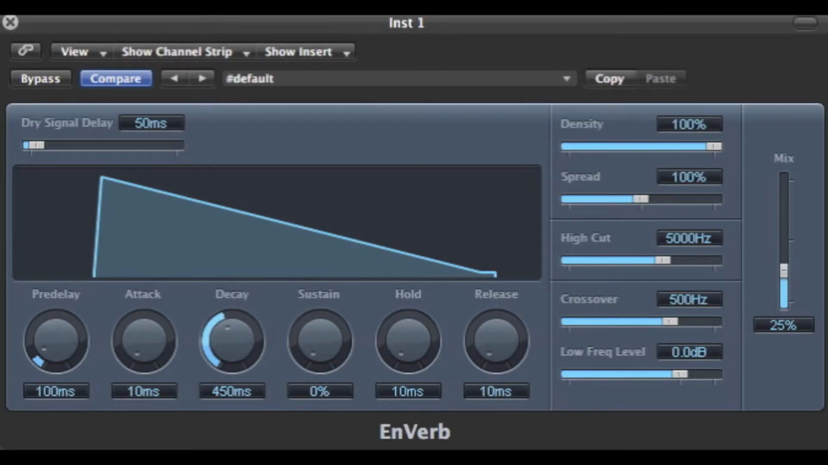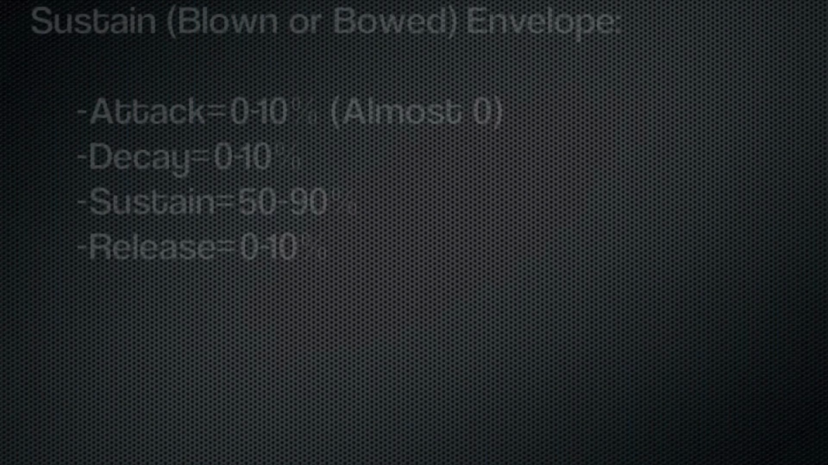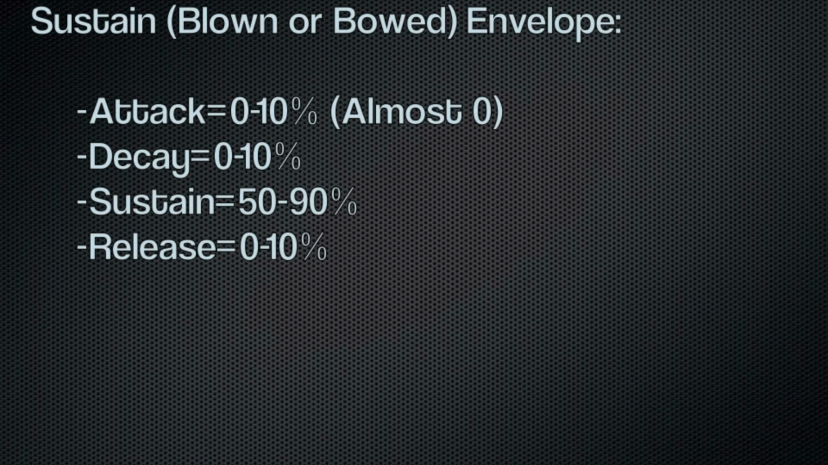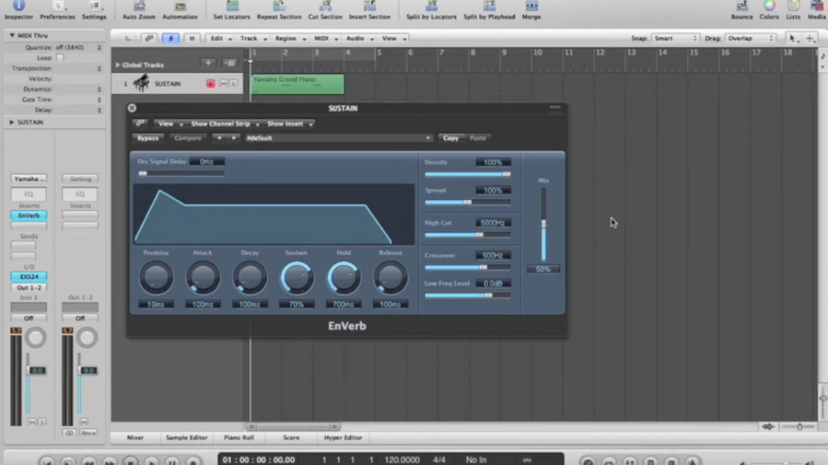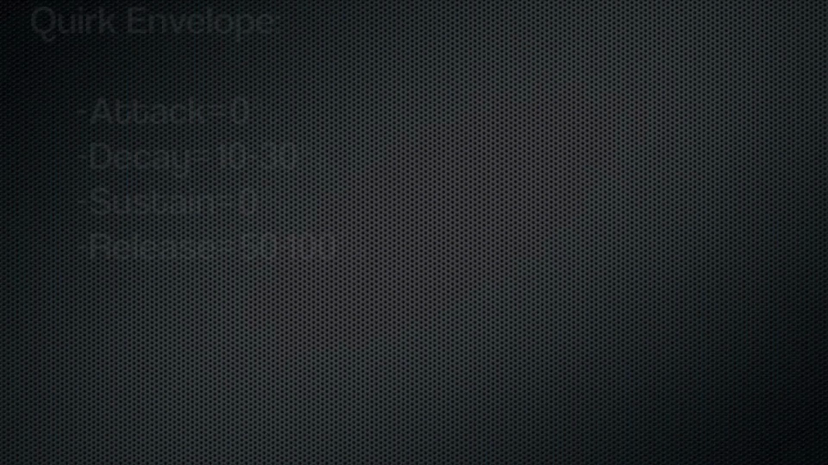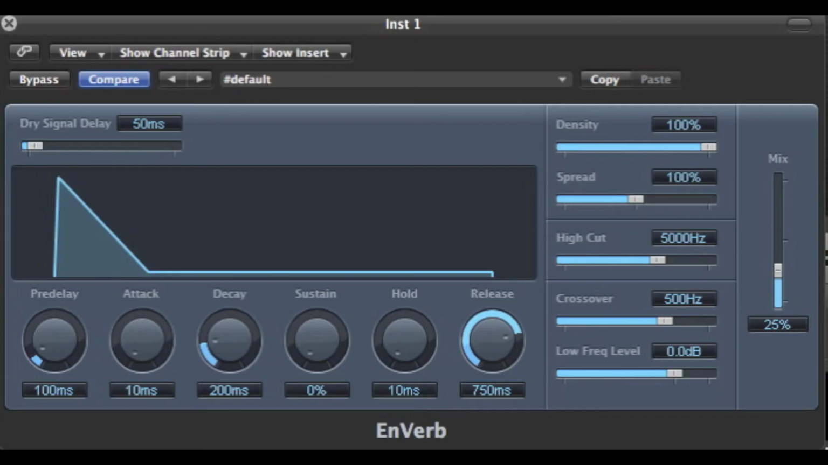This is what a damped percussive envelope looks like. This is the sustain envelope. Lastly, we have our quirk envelope.